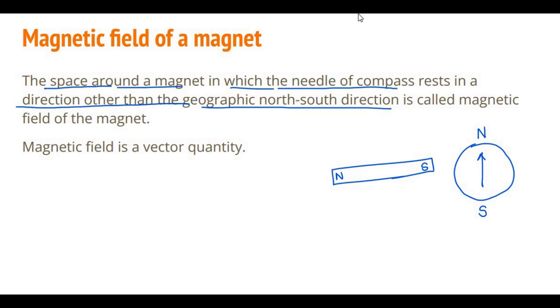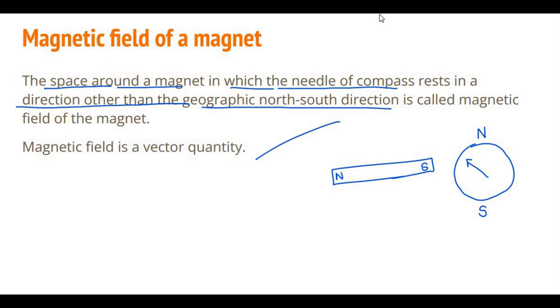I will see that this needle now shows deflection. Now this needle will not point towards the geographic north. Instead, it will be pointing towards any other direction. Means it will show deflection. So now the needle will bend. It will deflect to any other direction. So this happened when there is a magnet brought near this needle.